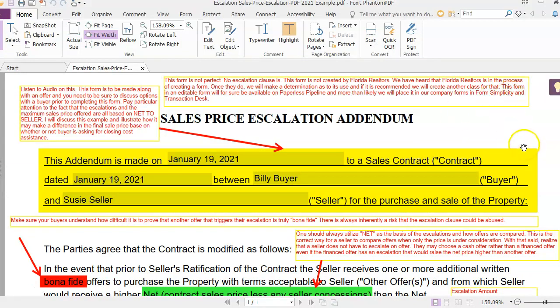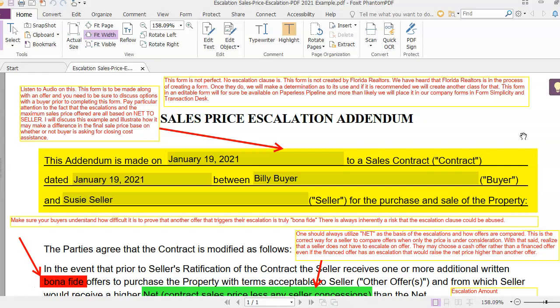We are currently in a seller's market, which happens in the cycles we go through. When that occurs, we often are in multiple offer situations. So many of you have been asking for and are wanting advice on a sales price escalation addendum.